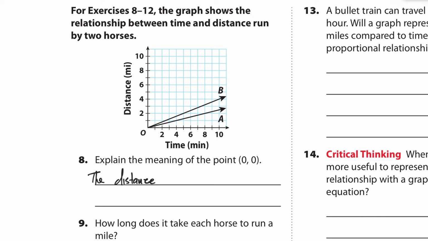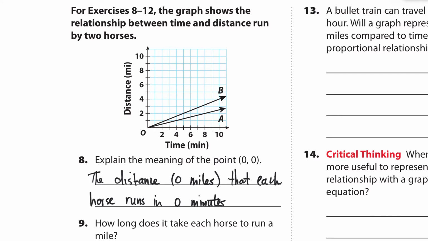Let me write that nicely. Sorry. The distance, which is 0 miles, that each horse runs in 0 minutes. Yeah. The horse is not running anywhere. It's not going anywhere in 0 minutes.